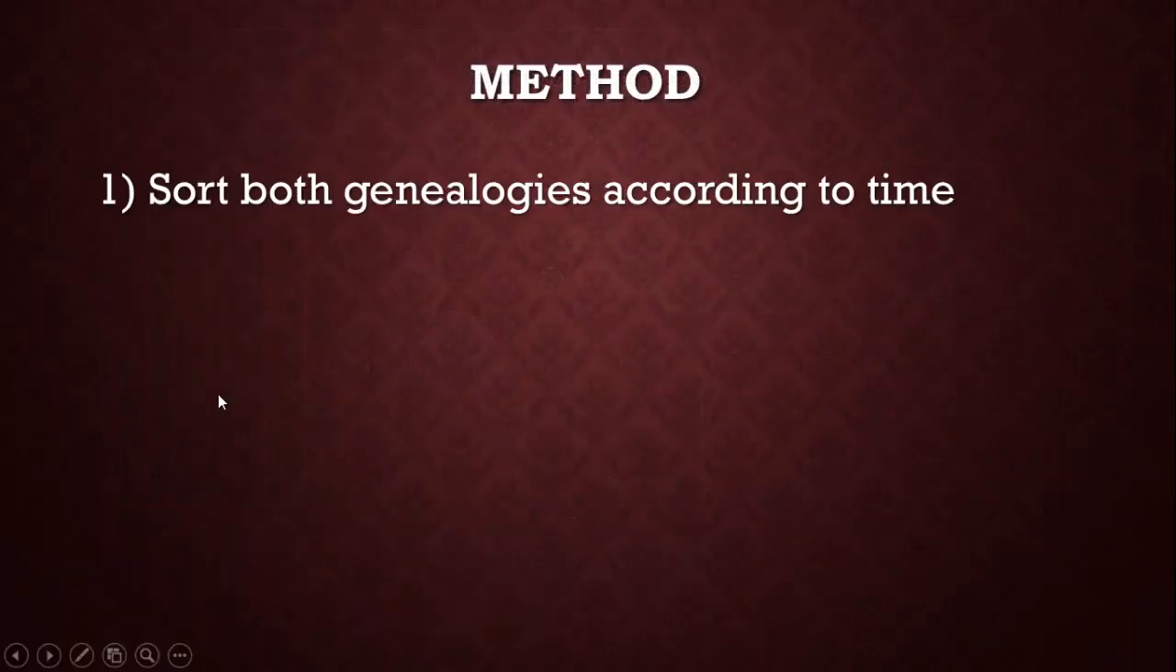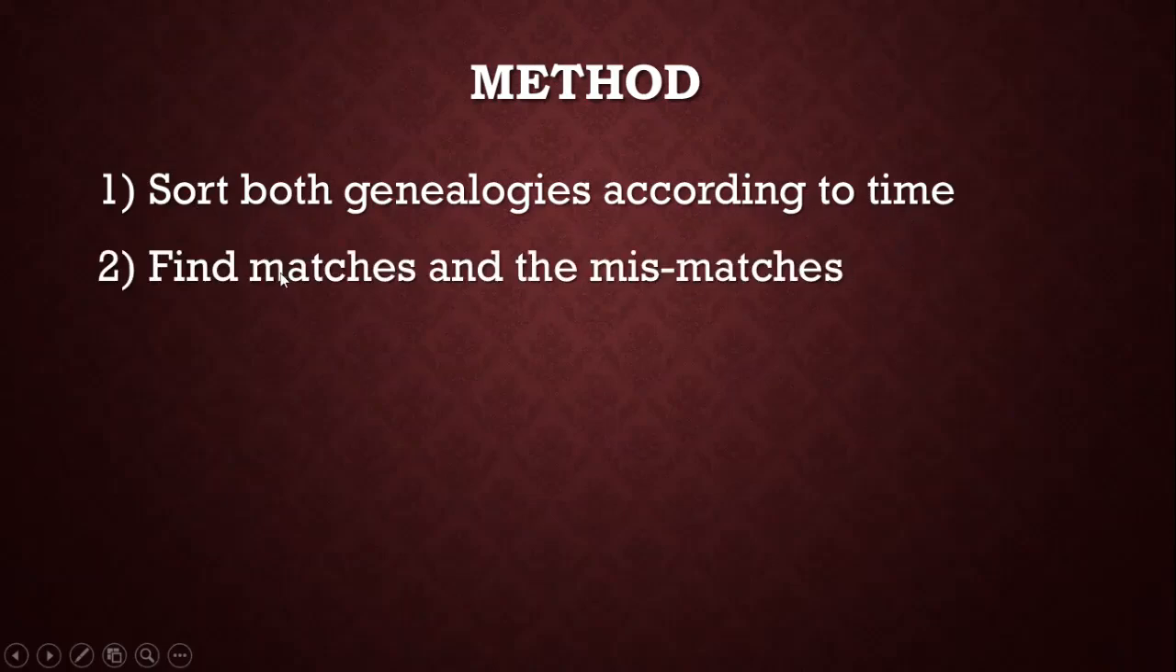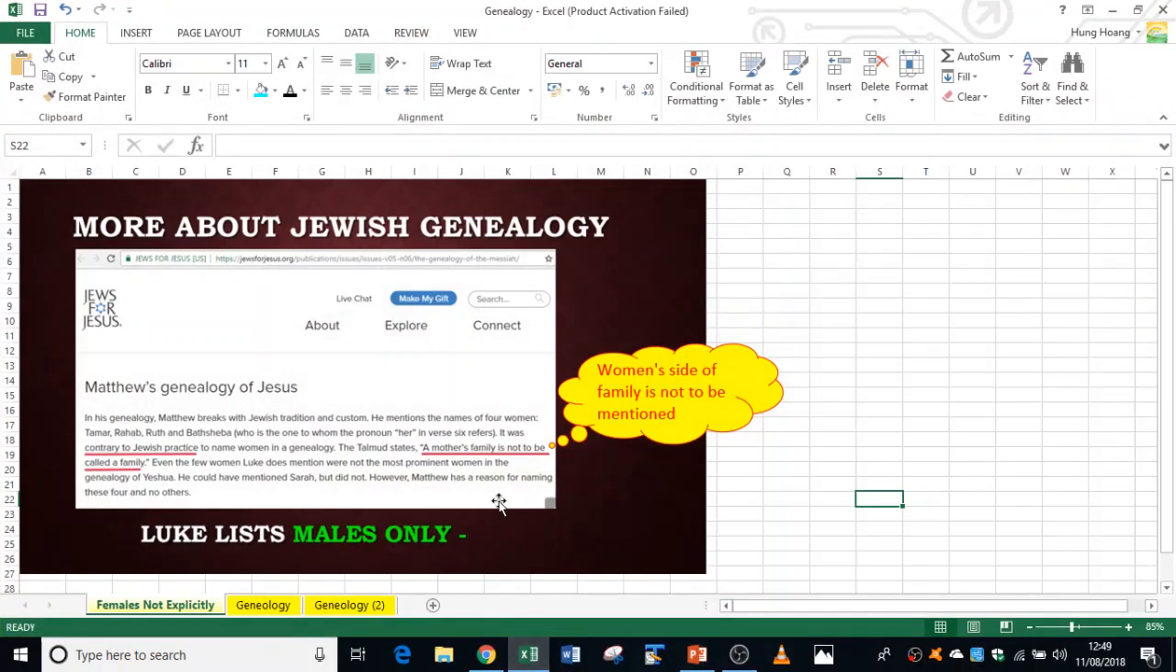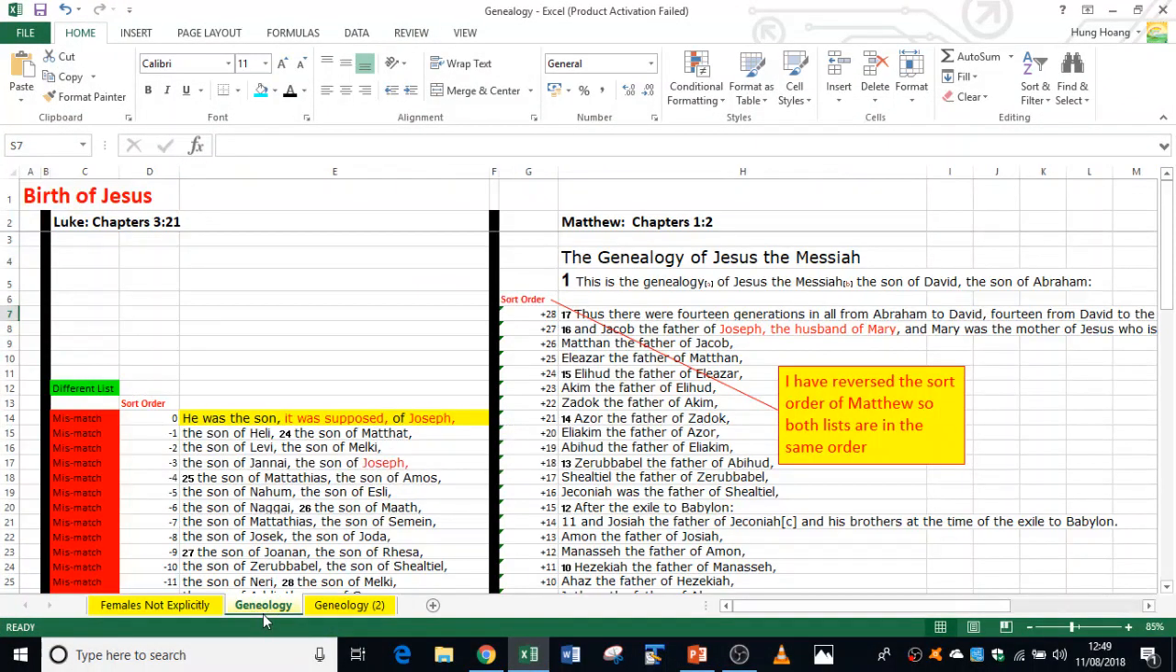Okay, the two lists. Let's do this scientifically. Let's sort both genealogies according to time. This is the method we're using: find matches and mismatches in both lists, then do a deep dive into the mismatches. Time to show the workings. Okay, let's do this very quickly.